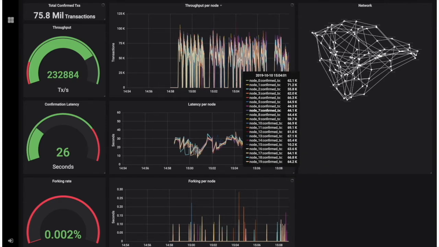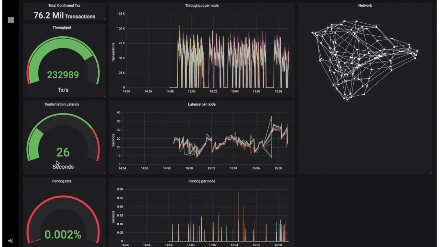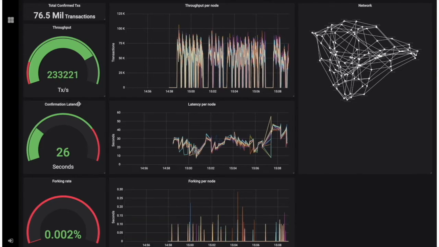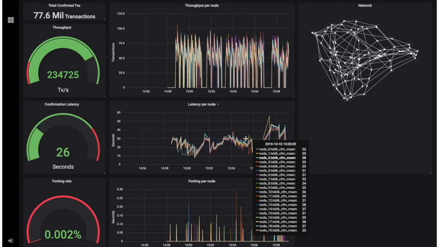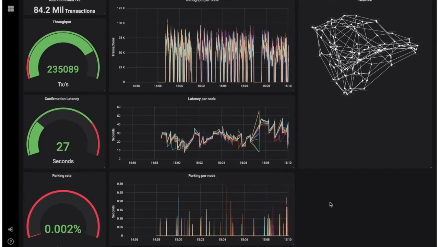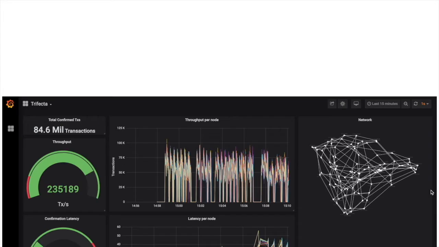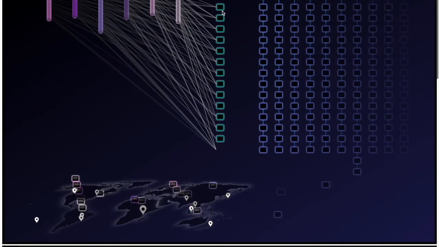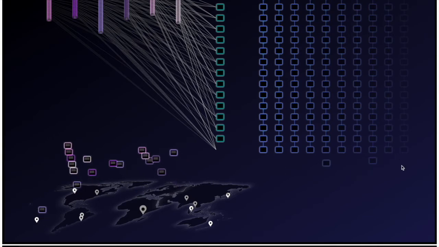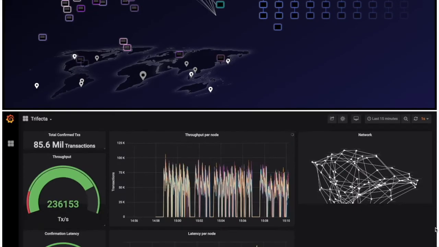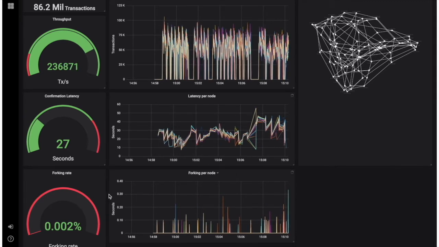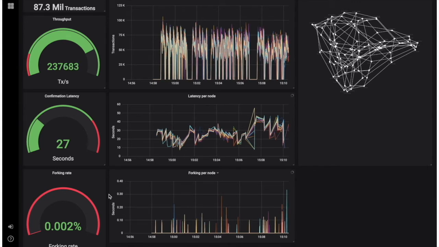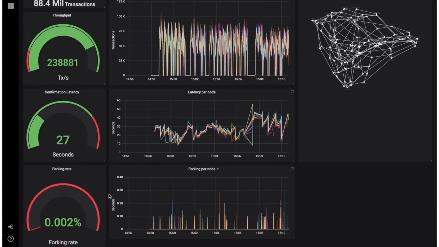The second panel is the confirmation latency of the system, and we see that the average confirmation latency over the last 5 minutes is roughly 26 seconds, and this plot here is the instantaneous latency per node. The third panel is the forking rate in the system. As we've seen before, Trifecta blockchain has a proposer chain and voter chains, and forking rate is nothing but the fraction of orphan blocks on each of these chains. We see here that the forking rate of the whole system is quite low, and this is what gives Trifecta 50% security.